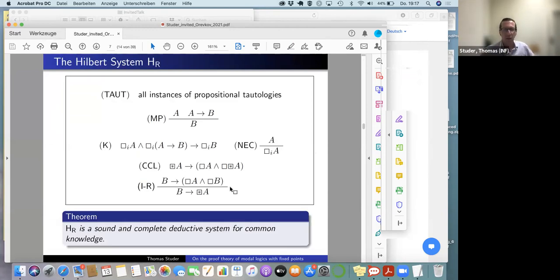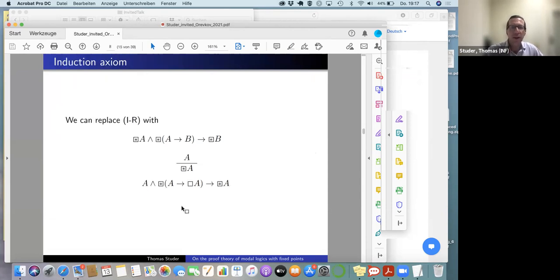Good, so this is one way to formalize common knowledge. The other possibility you saw already in Dan Yar's talk, namely using this induction axiom, which basically says we have the base case here, and if it's common knowledge, we can add one box, or one more iteration of everybody knows, then A is common knowledge. So if we want to use this instead of the greatest fixed point rule, that's possible. That's another way to axiomatize common knowledge in a Hilbert-style system.